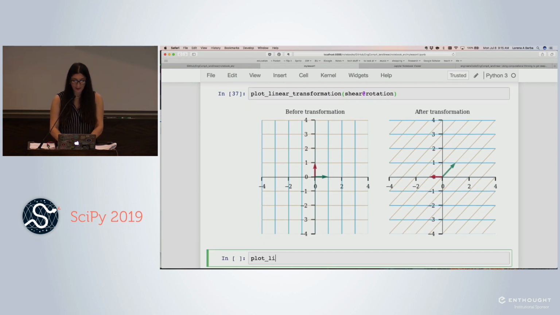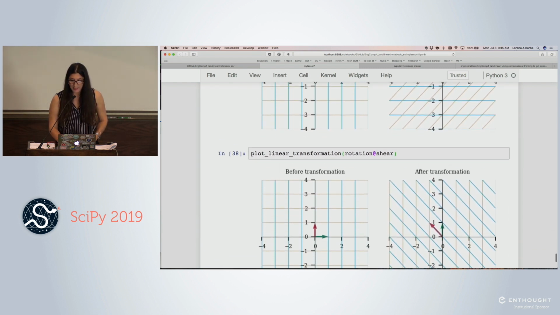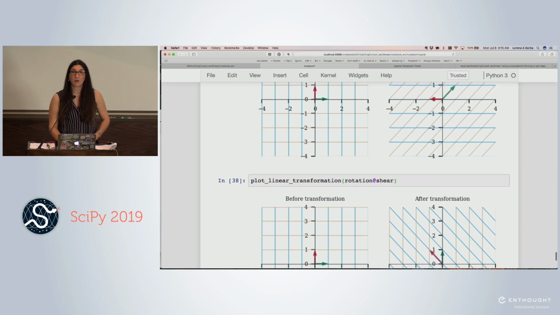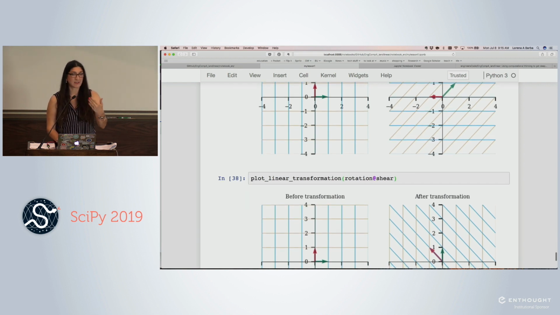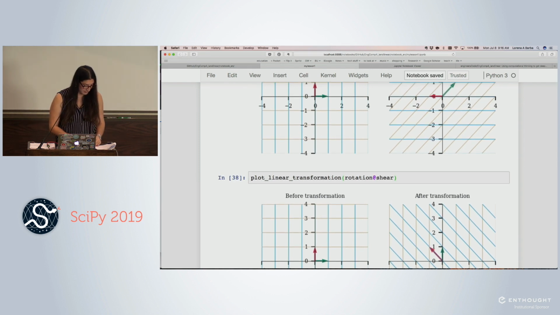Plot linear transformation. And now we're going to do rotation, shear. So we apply the shear first to the vectors, then we apply rotation. What do we get? Well, it doesn't look like we get the same thing. So this idea illustrates that matrix multiplication is not commutative. A times B as matrices is not the same as B times A, because the order in which we apply the transformations does affect how the space gets transformed. So SR is not the same as RS.